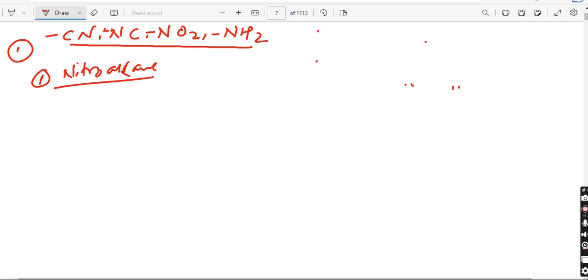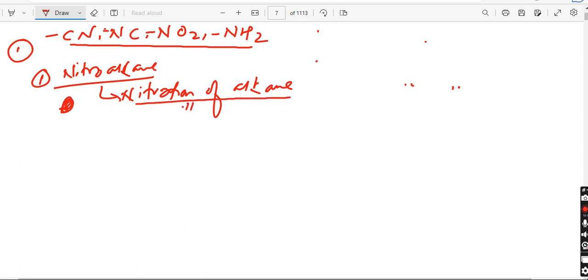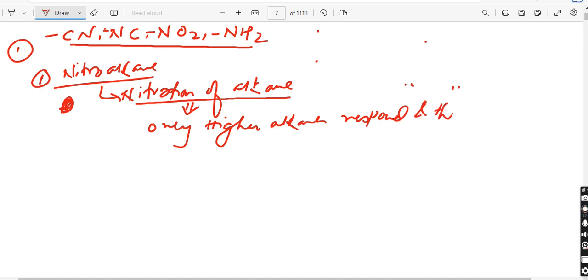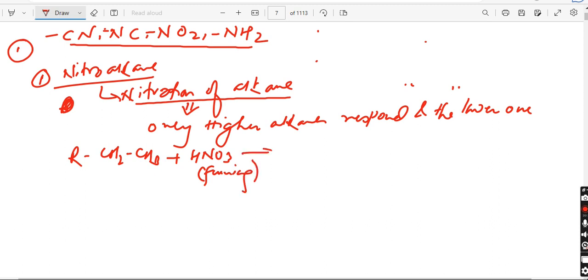So first of all you need to understand nitration. We can do nitration of alkane, but toward nitration only higher alkanes respond, not the lower ones. Let's say this is RCH2CH3, which is a higher alkane, when reacted with fuming nitric acid, this gave RCH2CH2NO2, right? Hexane, heptane actually react with this one.